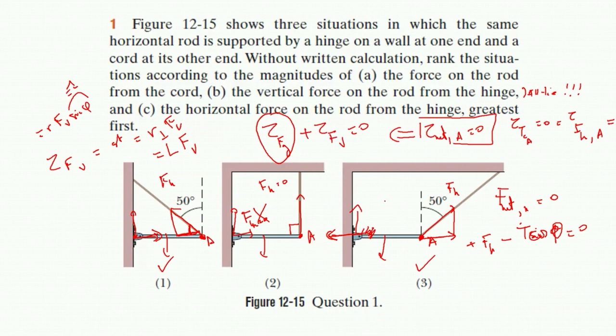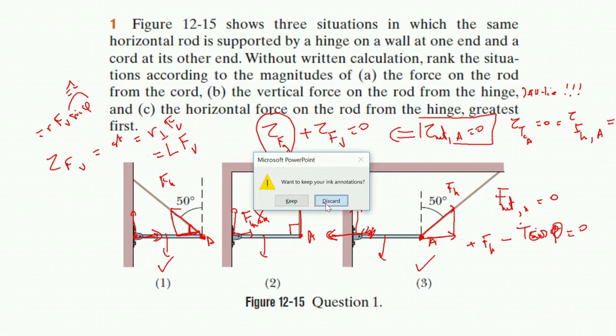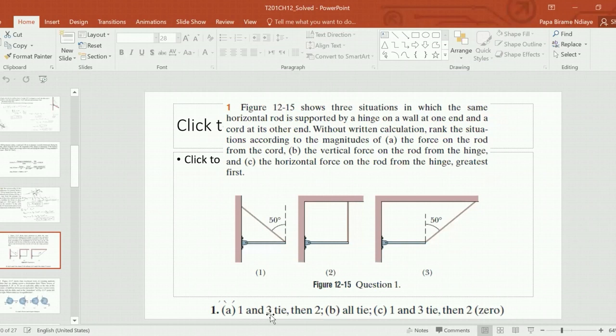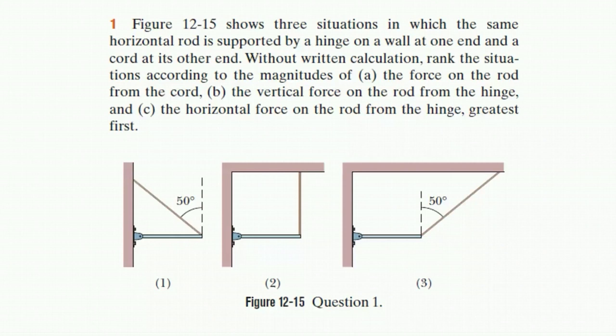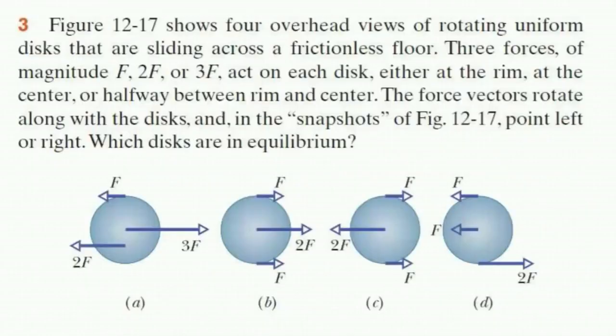So the solution is given. For A, 1 and 3 are tie, and then 2. For B, all of them are tie. This is the vertical force. And for C, the horizontal force on the rod from the hinge, 1 and 3 are tie in magnitude, of course. One of them is going in the positive X, the other one in the negative X. And then 2, which is 0 here. A very simple problem, but you need to bring the right argument, or the simplest argument, to solve it.